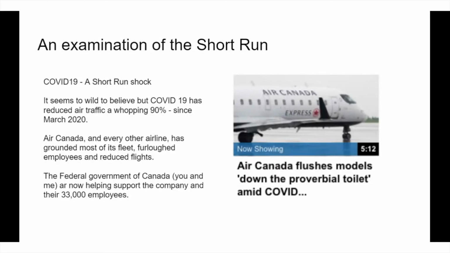Since that time, Air Canada has had a really rough go of it, as has WestJet. WestJet had 15,000 employees, of which now they are down to 5,000.